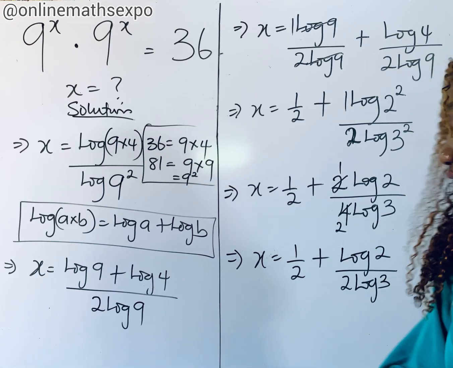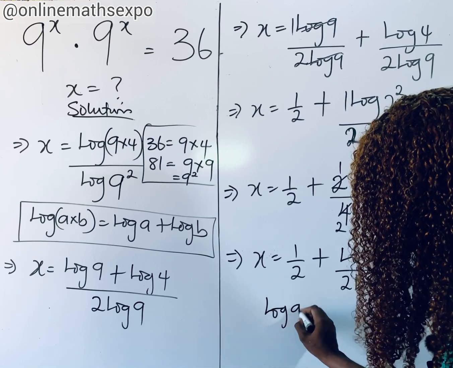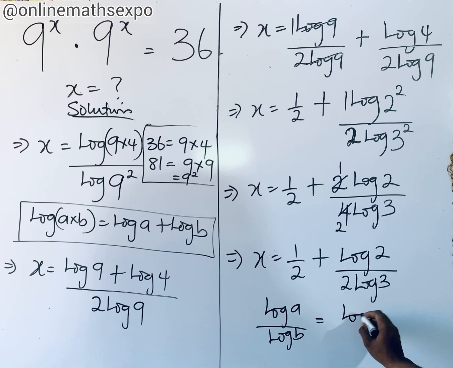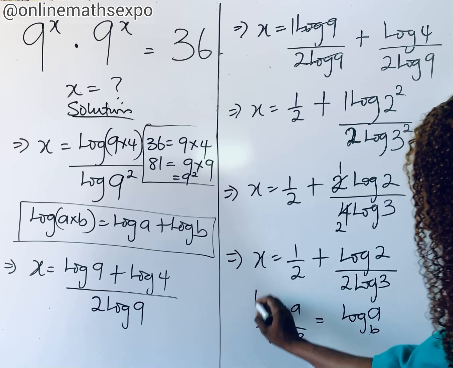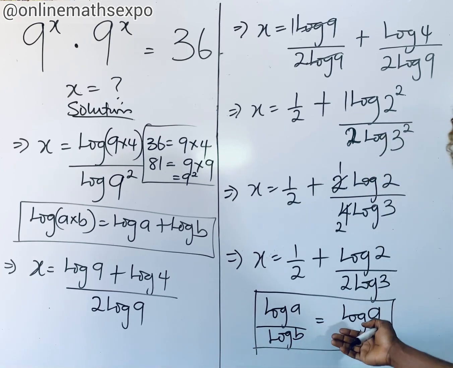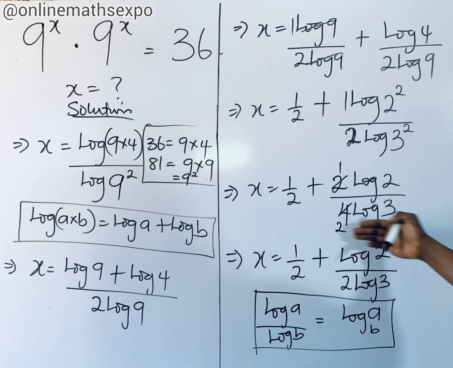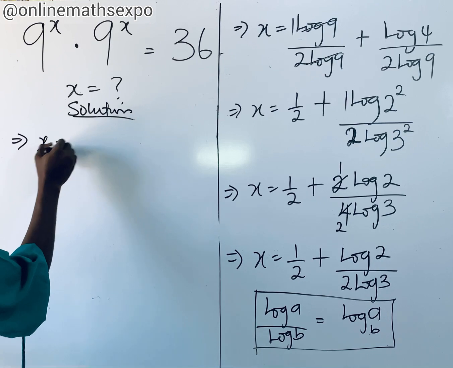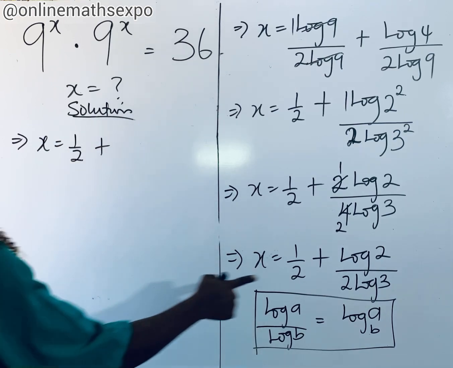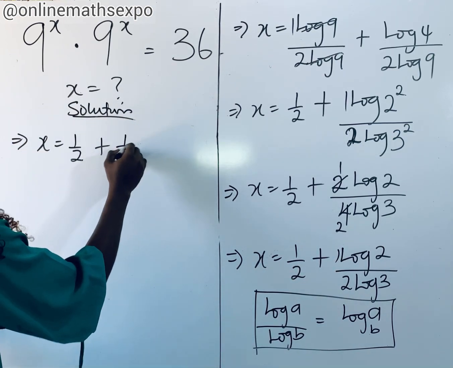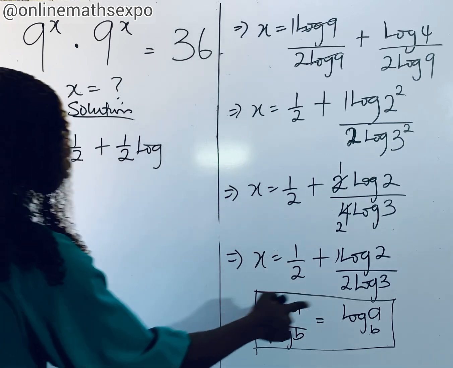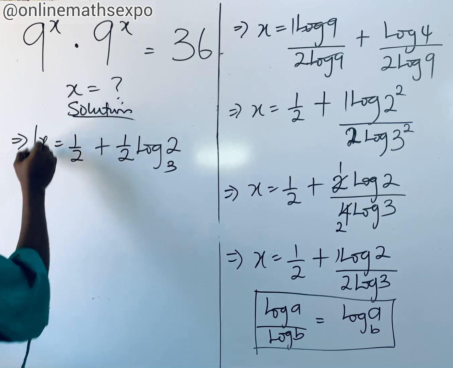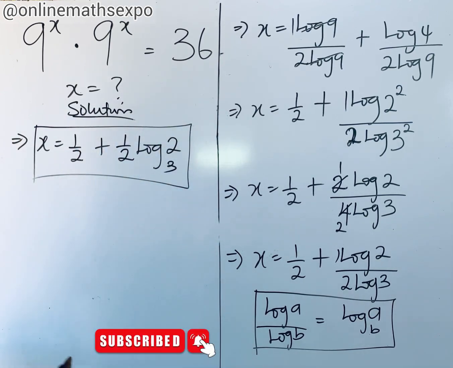Amazing. Remember that for every log of A divided by log of B, it is equal to log of A base B. This is your change of base rule. So apply this to simplify this. Finally, we have x as. So this gives us x is equal to half plus, remember here is also 1, so we have half of log of, obeying this, we have 2 base 3. So this gives us the value of x that is simplified.